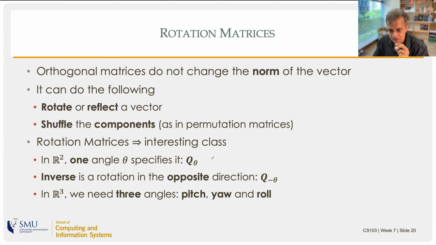In R3, it becomes already very complicated. You need 3 angles. Those of you who play flight simulation games know that it's the pitch, going up and down, nose up or nose down; yaw, which is a side to side rotation of the plane; and the roll, which is from side to side this way of the plane. So those are the 3 angles. It's a complicated 3 by 3 matrix with those 3 angles that will give you the rotation in 3 dimensions. But we'll just look at 2 dimensions just because these are interesting matrices.